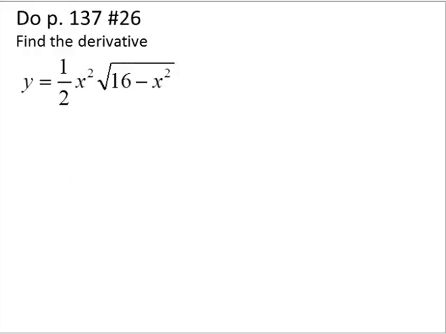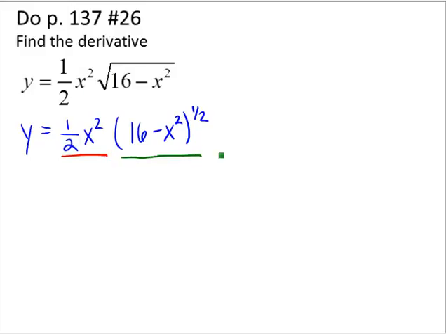Number 26, we're just getting in the habit of rewriting everything. So we're going to say that we have 1/2 x squared. This time I have 16 minus x squared to the 1/2 power. Hopefully you've recognized that you have 2 x's being multiplied together, so we have to use product rule and chain rule at the same time. This is the first time we've seen this.